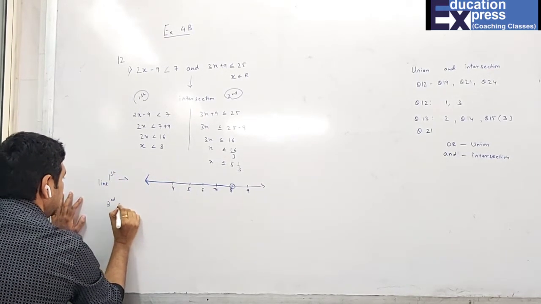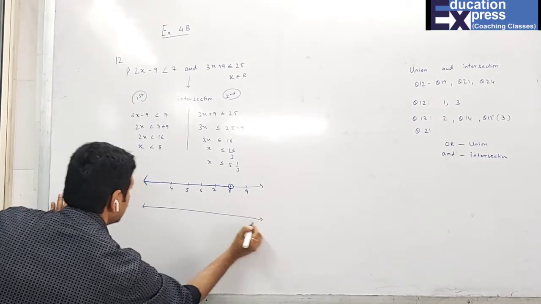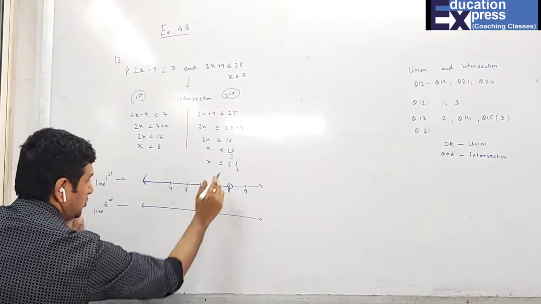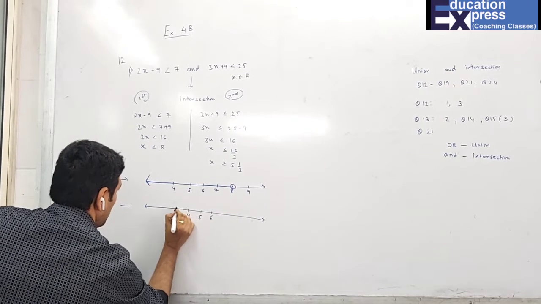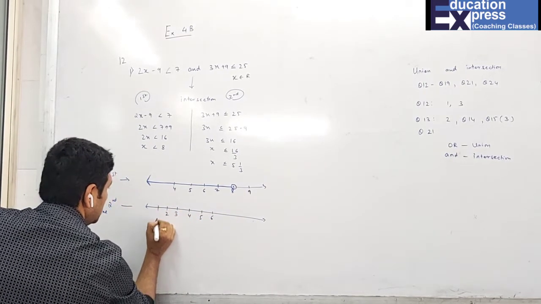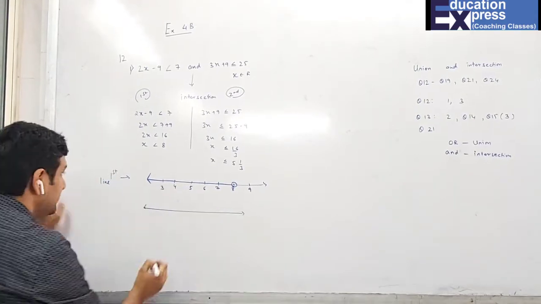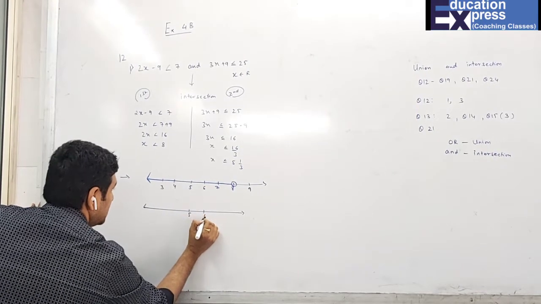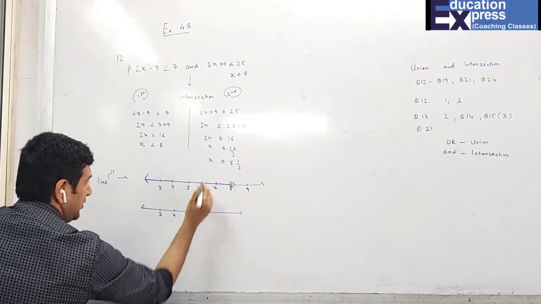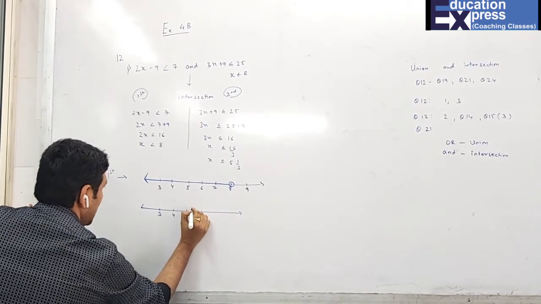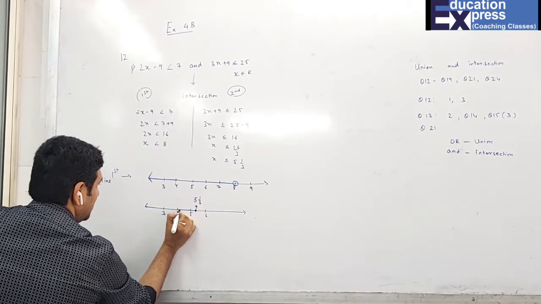Now the second line. It's less than or equal to 5 1 upon 3. So 6, 5, 4, 3, 2, 1. So now 5 1 upon 3 will be somewhere over here, between 5 and 6, which is equal to, that means a solid circle. I'll just mark over here 5 1 upon 3. Infinite on the other side.